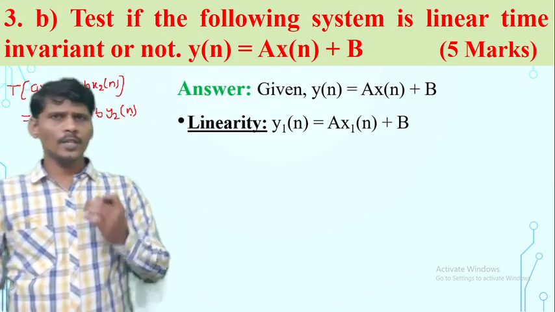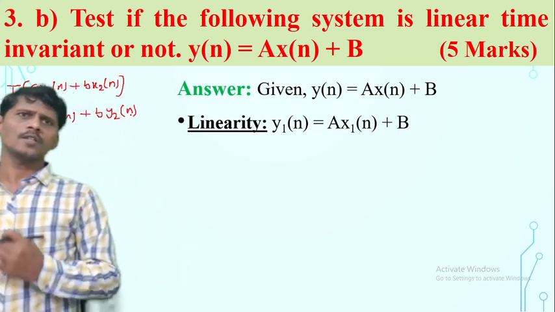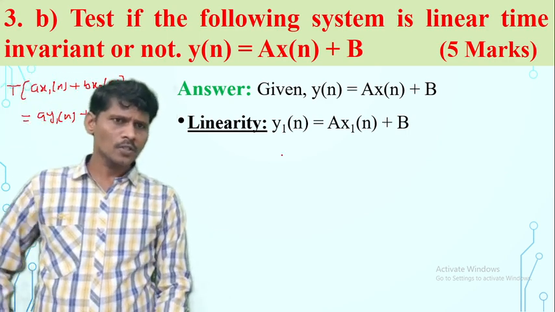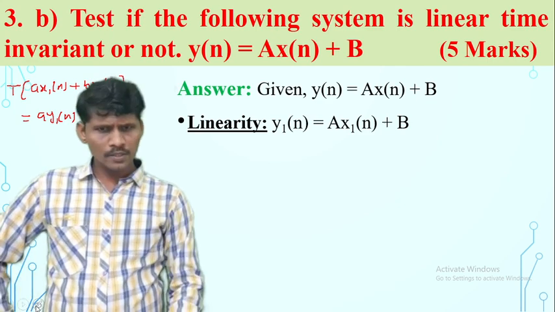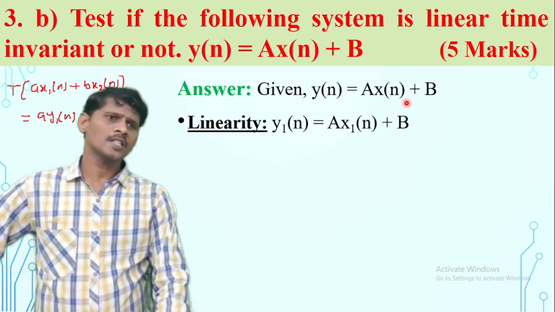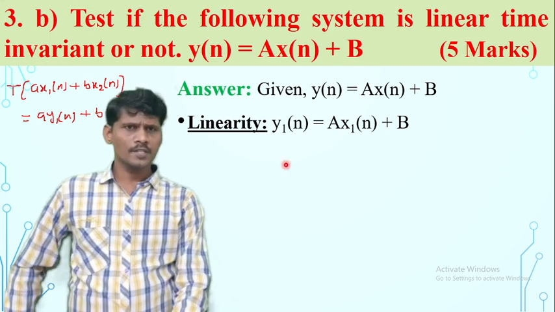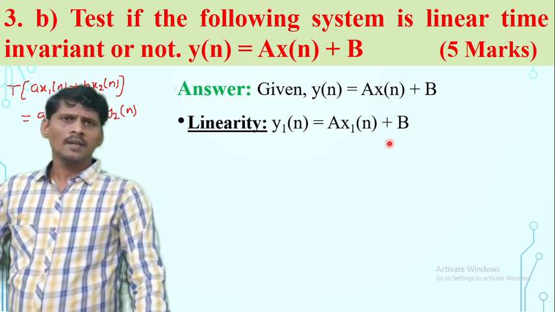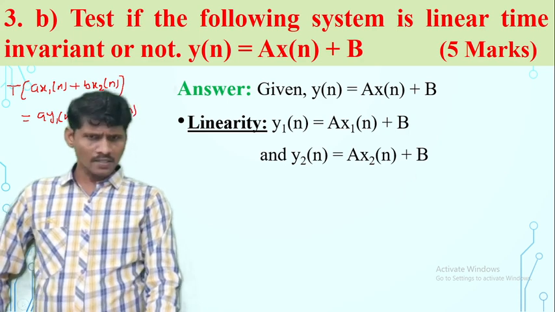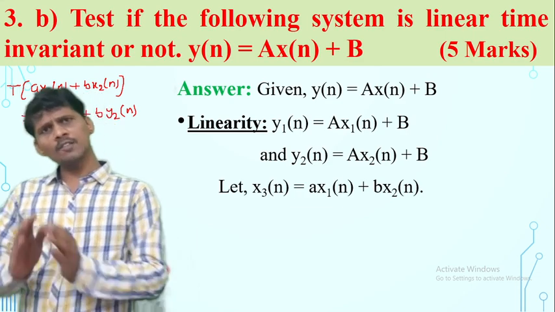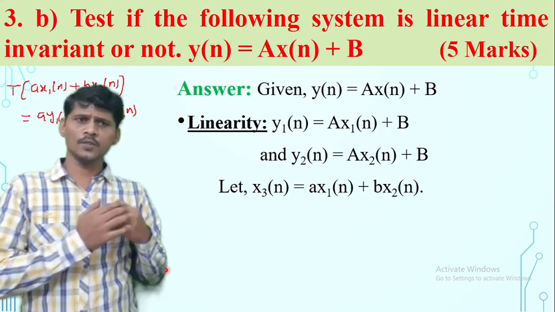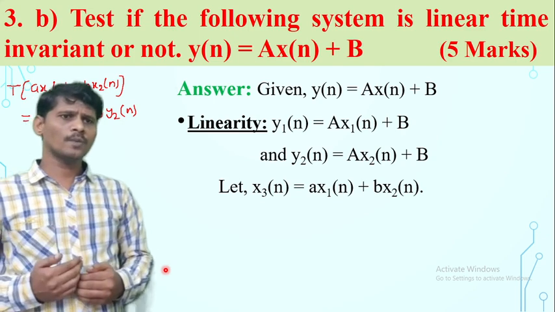So let us consider two input sequences. x1 of n and x2 of n are the two input sequences, and their corresponding outputs are y1 of n and y2 of n. What is the given difference equation? The given difference equation is y of n is equal to a x of n plus b. The first system output is y1 of n is equal to a x1 of n plus b, and the second system output is y2 of n is equal to a x2 of n plus b. So let us consider the third system. The third system is a linear combination of the two input sequences, that is, x3 of n is equal to a x1 of n plus b x2 of n.